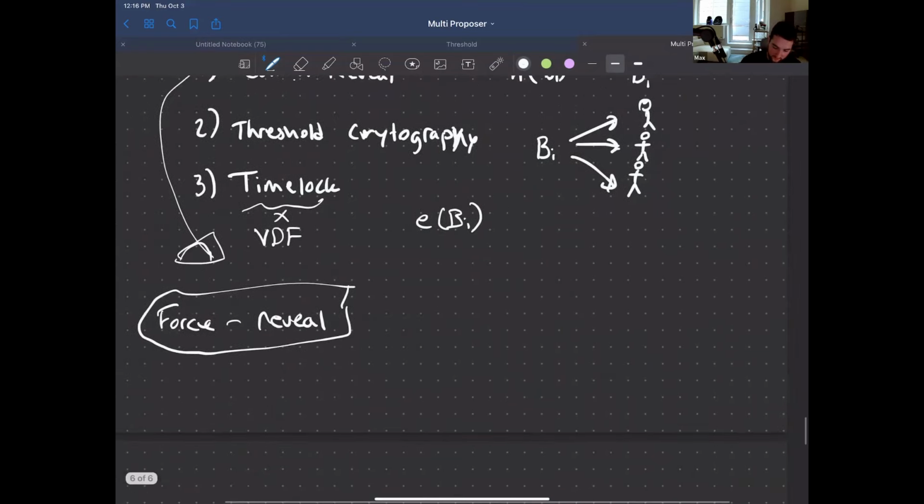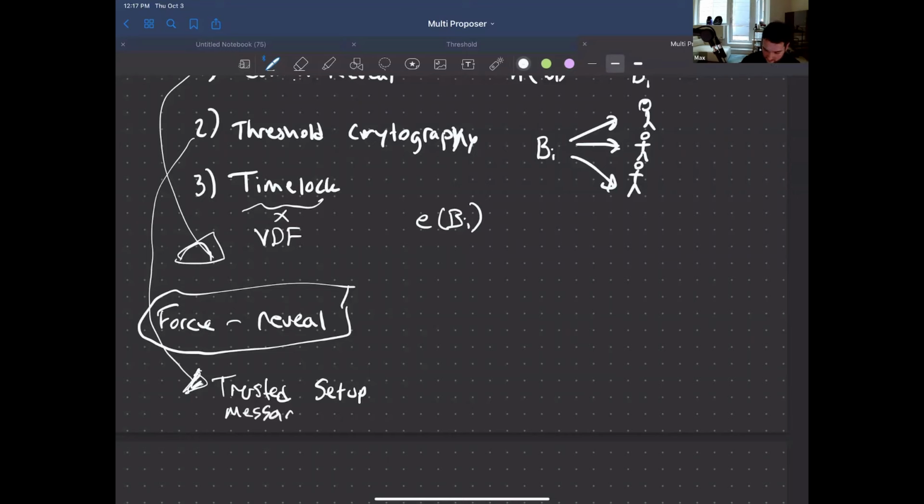So with two, I think the problem is that for some of these threshold schemes, it's not clear that you can do them without trusted ceremony and trusted setup. Although there's some interesting work on this that Dan shared with me that I haven't had a chance to read yet, there's some trusted setup problems. There's potentially some message complexity problems. Okay, so that's threshold.